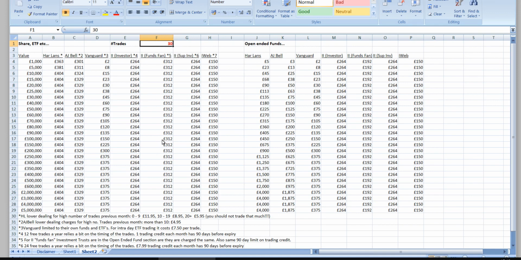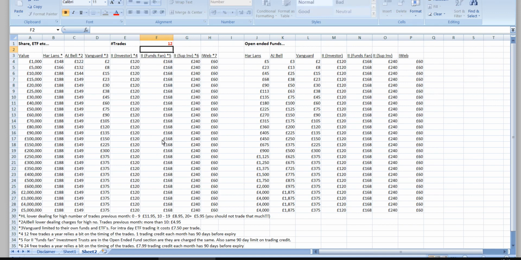But for me at the moment, I'm probably not going to do any more than 12. I think those years where I did more was in the building phase. I'm now kind of stable. I'm not adding any money to my portfolio, so I think 12 is more than enough. And as you can see, £60 for iWeb.